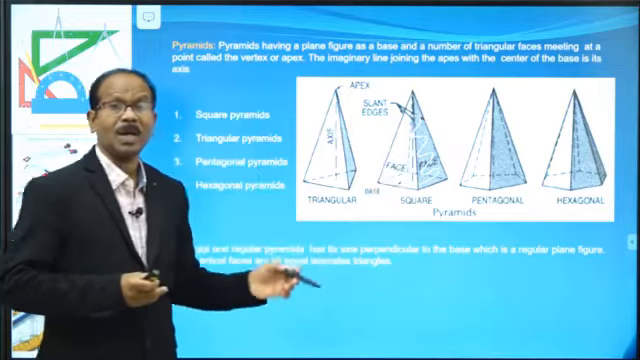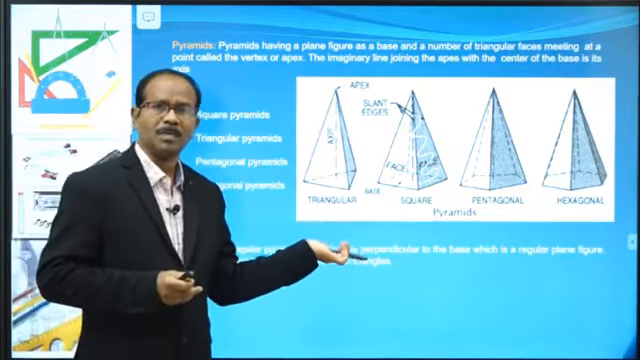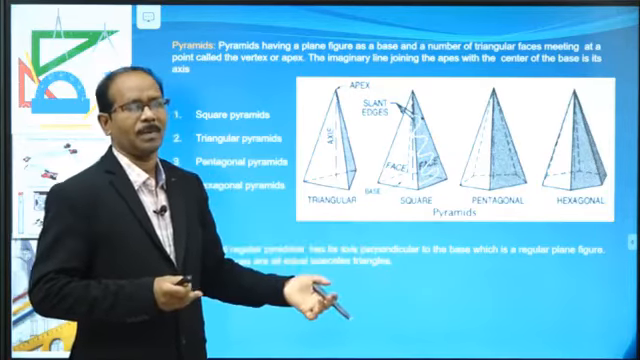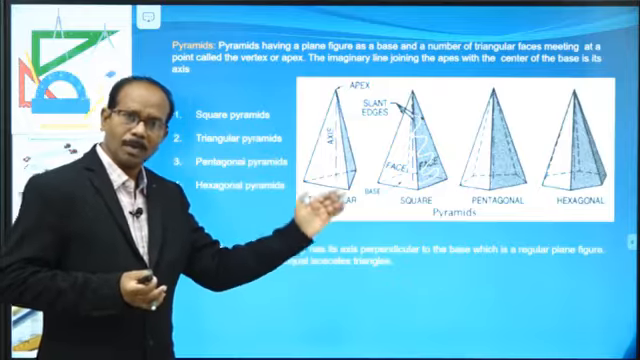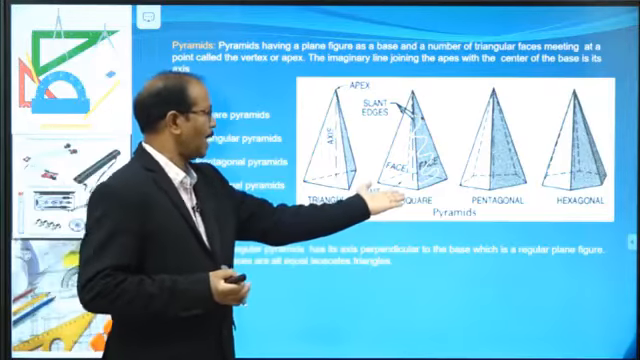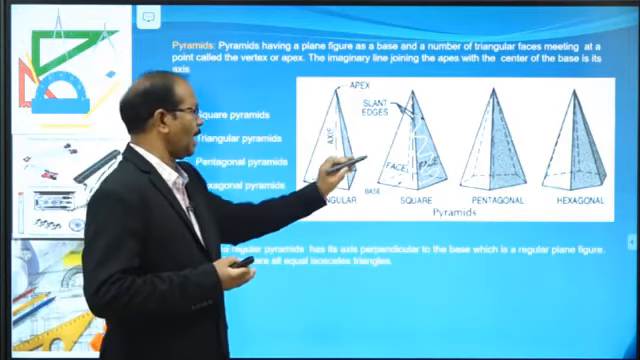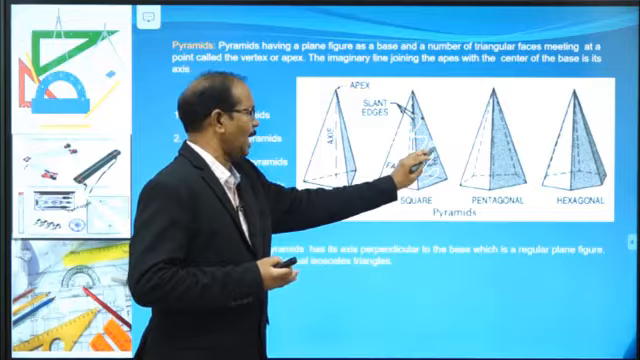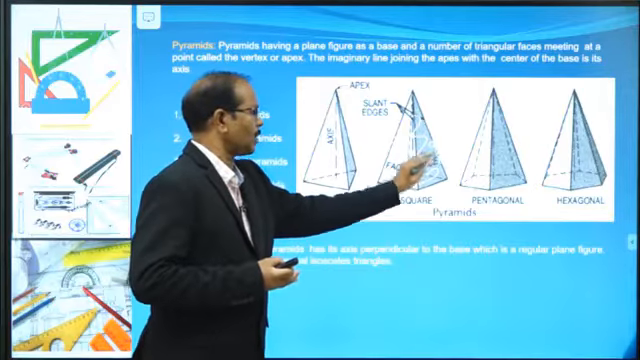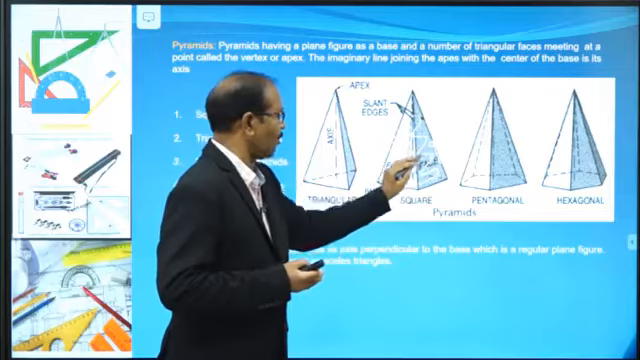Vertical face, triangular in shape. In case of prisms, rectangular in shape. What is the nomenclature, that means naming of a pyramid: base, apex, and this edge we can call a slant edge, and this we can call a slant face.